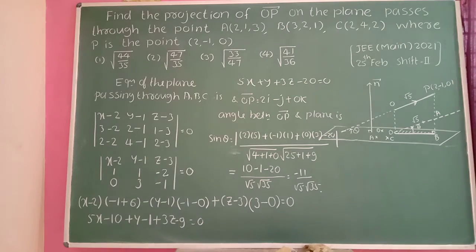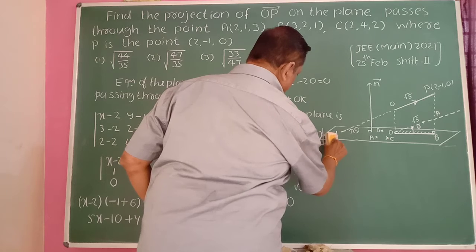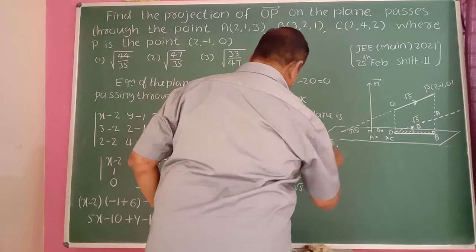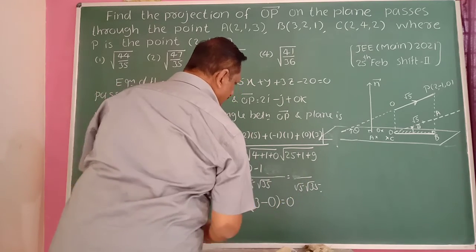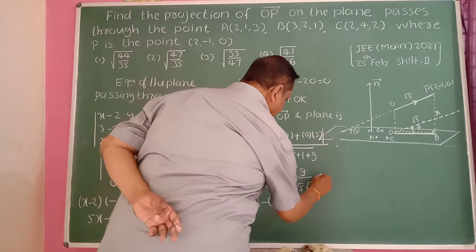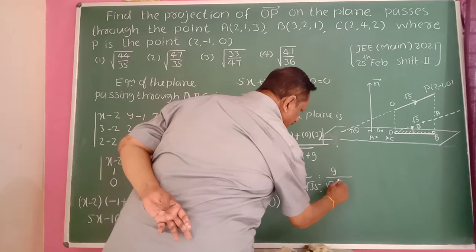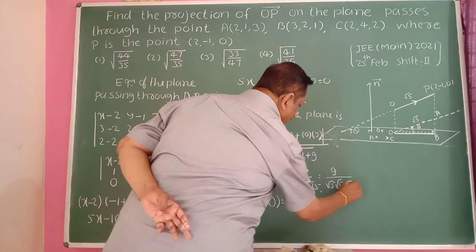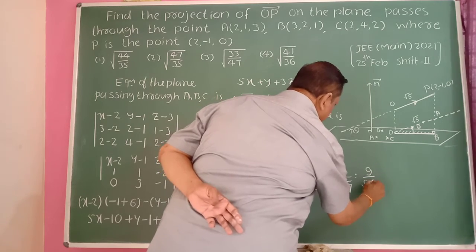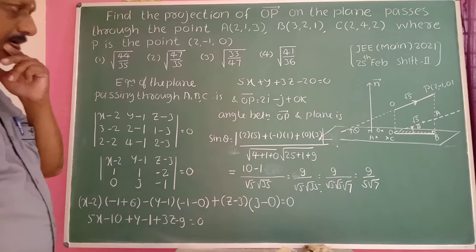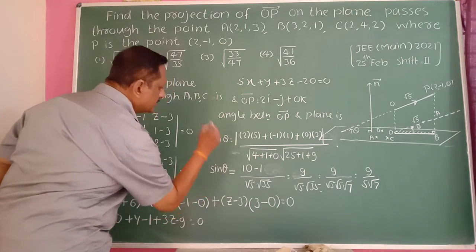So in the numerator, you do not take a minus 20 here. You stop here only, do not take minus 20. So 10 minus 1 becomes 9 here. This is 9. Therefore this is equal to 9 divided by root of 5 into root of 35, which means root of 5 into root of 7 here. That is 9 divided by 5 root 7 here. 9 upon 5 root 7. This is sin theta.